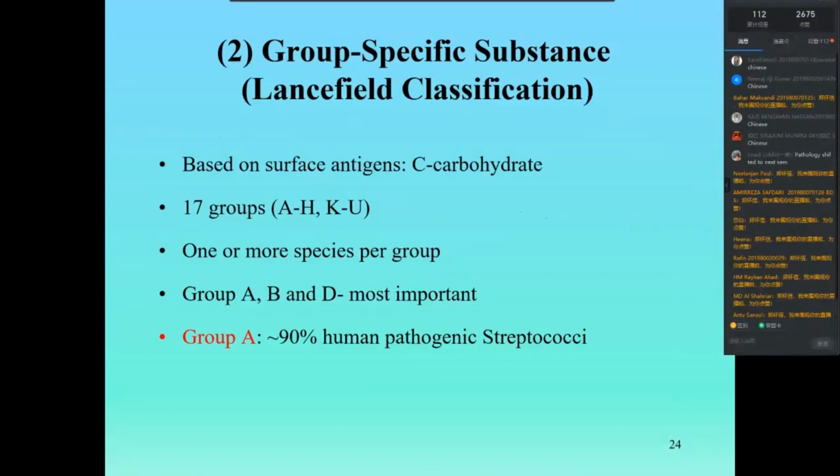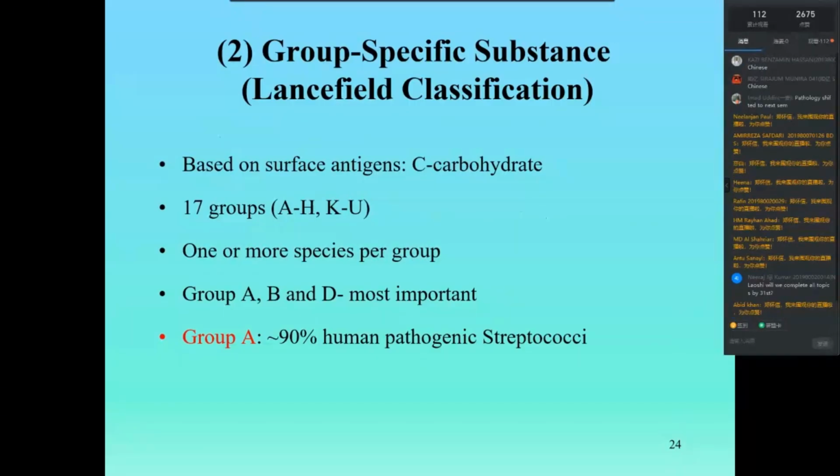Okay, the first pathogen we'll introduce is the species called Streptococcus pyogenes. Sometimes it's short for S. pyogenes. And they can cause infection in the throat. And okay, so this is the first pathogen we'll learn.